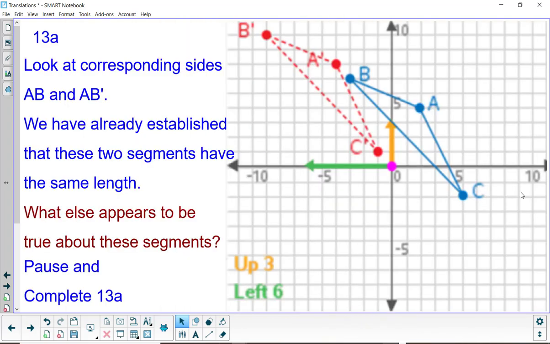So this is what it should look like when you translate triangle ABC up 3 units and left 6 units. This is our image here, triangle A prime, B prime, C prime. So I'm asking you to look at the corresponding sides, segments AB and A prime B prime. Now we already know they have the same length. What else appears to be true about those segments? Go ahead and pause and then complete 13A. There are 3 questions there about corresponding sides.